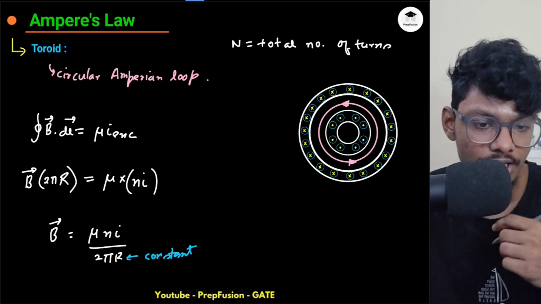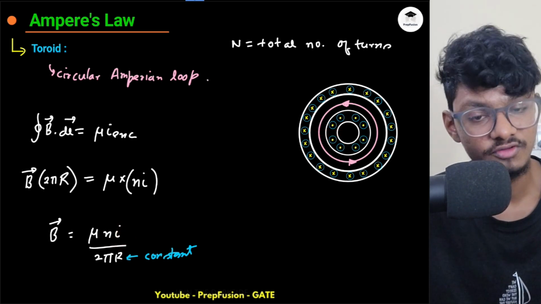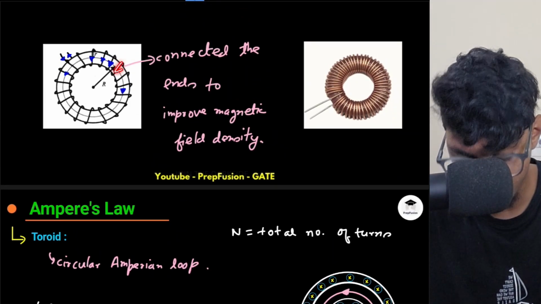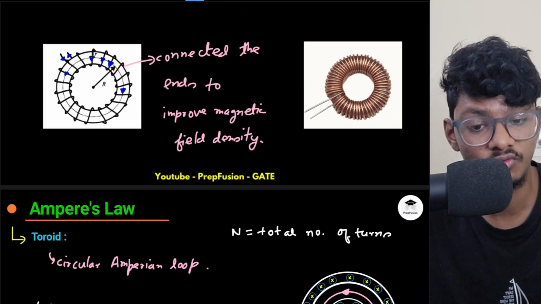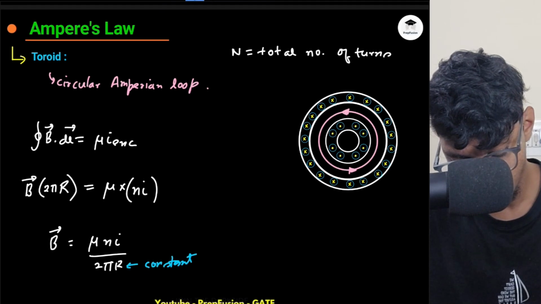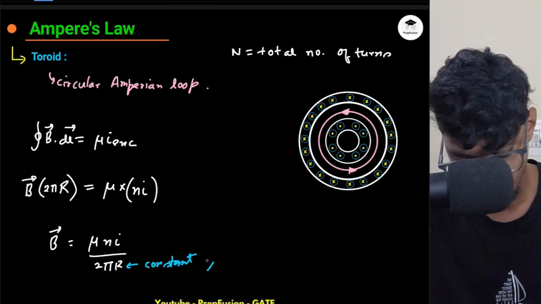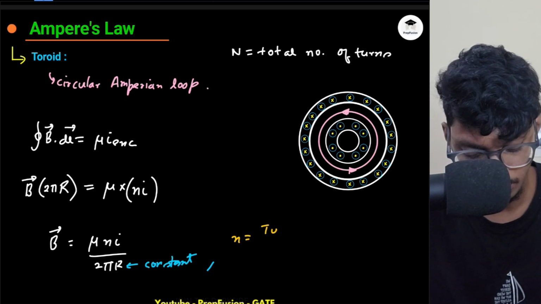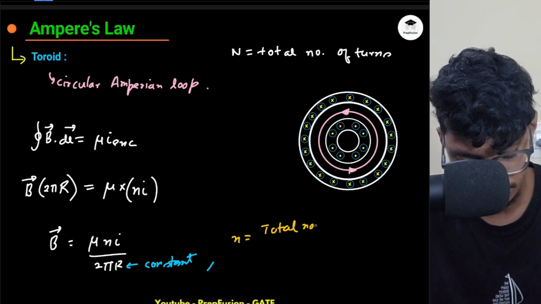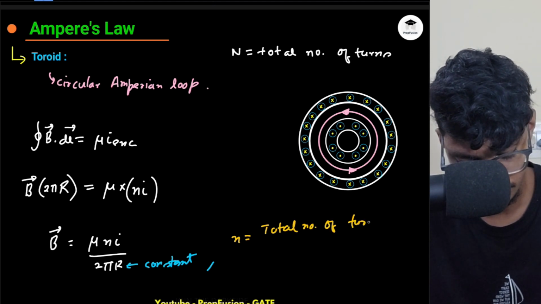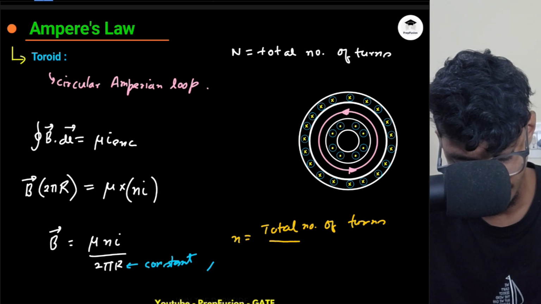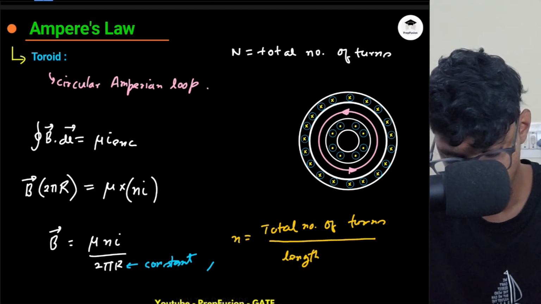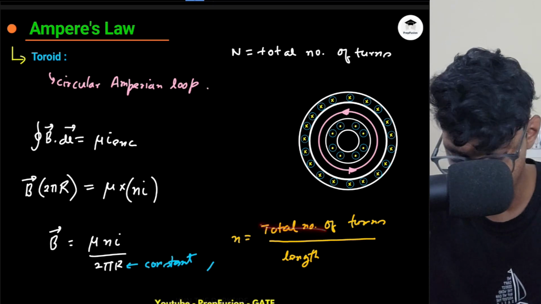Now can we further break this down? Can you tell me what is the number of turns per unit length? How to find out small n? Small n is the total number of turns divided by length. So the total number of turns is N. That is simple.